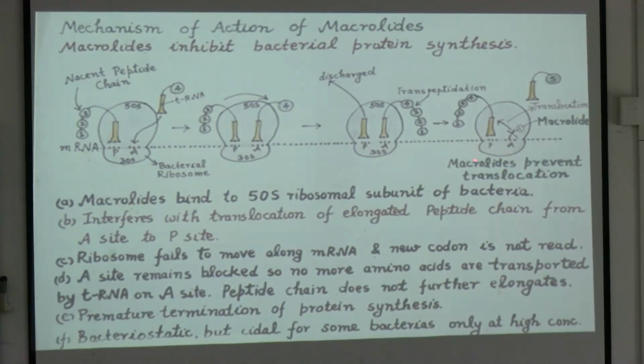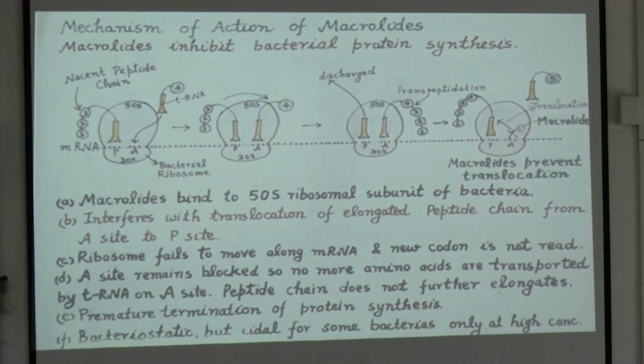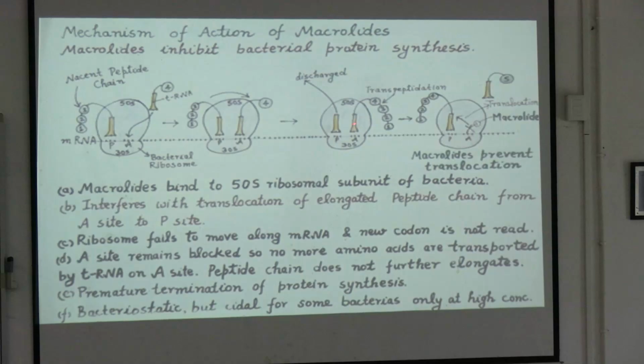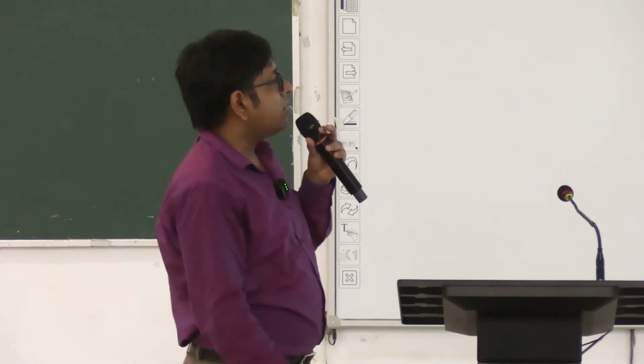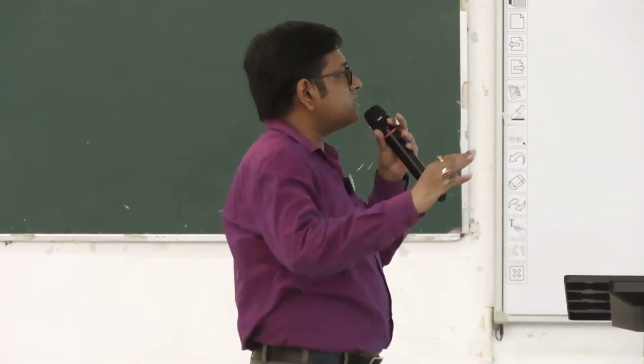A site is free. This process, where the tRNA with all the amino acids moves from the A site to the P site, is called translocation. In the exam you have to write this much if the mechanism comes, remember this step of translocation. This translocation is inhibited by macrolide antibiotics. Will you remember? Translocation is inhibited by macrolide antibiotics. So if translocation is blocked, protein synthesis will terminate.